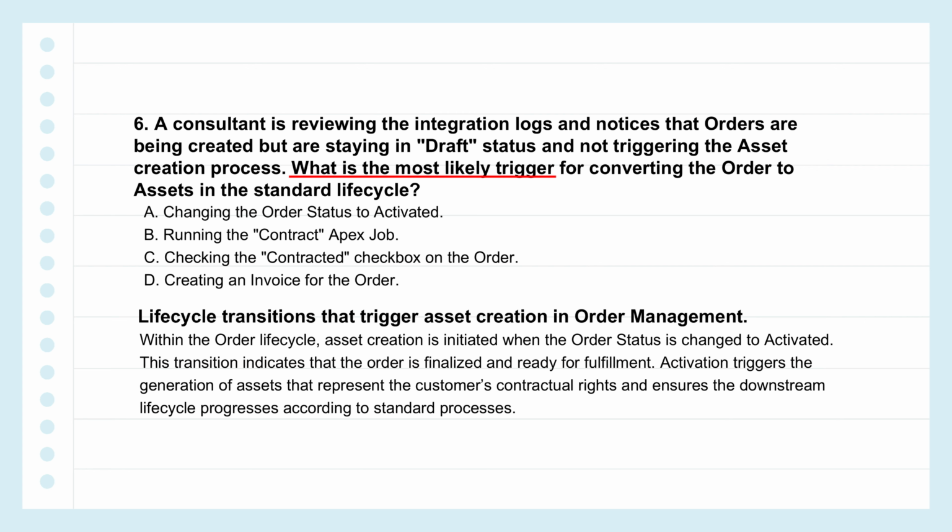The standard trigger for generating assets is changing the order status to activated. Wow. I never realized the creation of those fundamental records just hangs on that one status change. That feels like a huge choke point if it isn't managed properly. It is, and that's why it's so critical. Until that status is activated, the order is just provisional. The system won't formalize it into a trackable entitlement. That status change is the definitive switch.